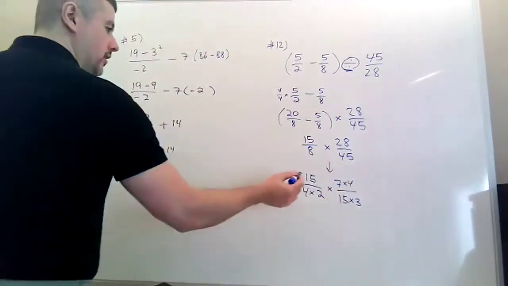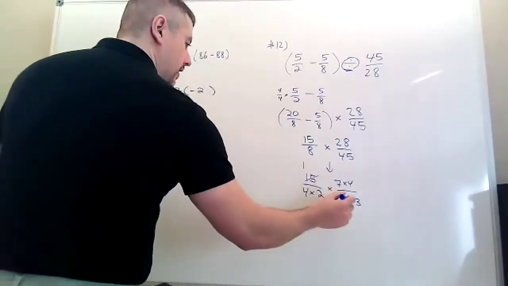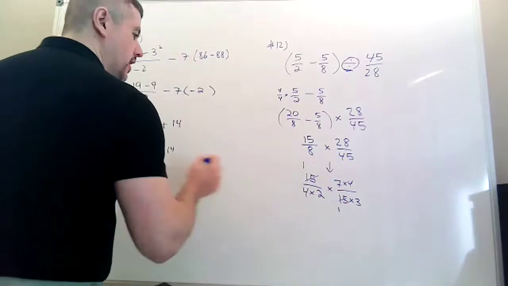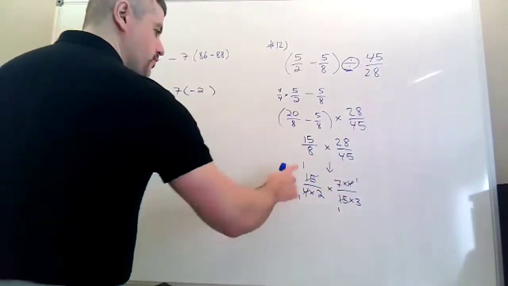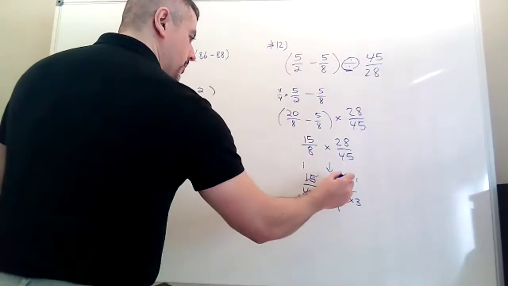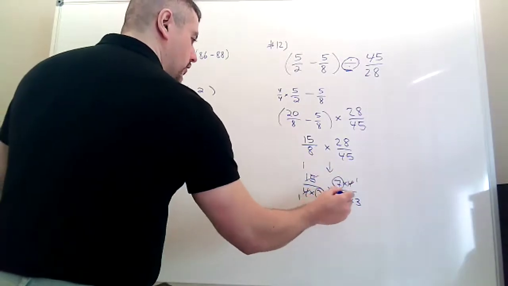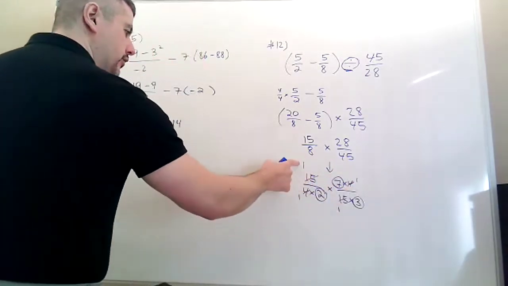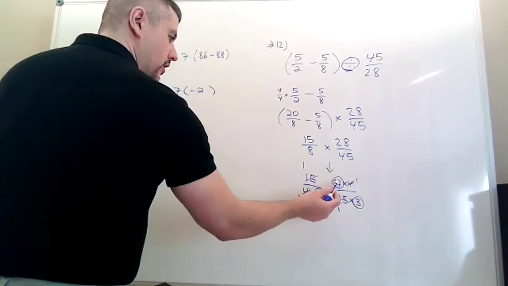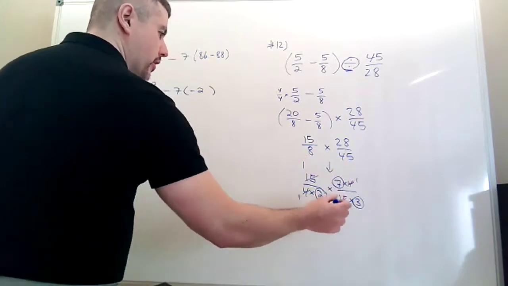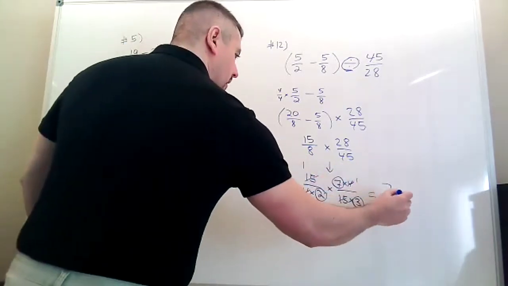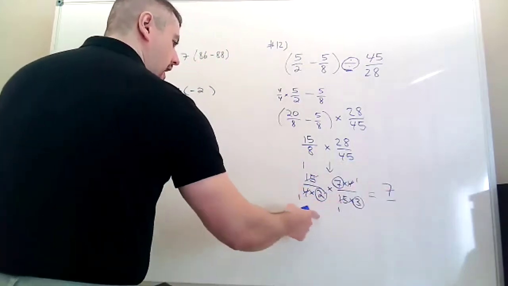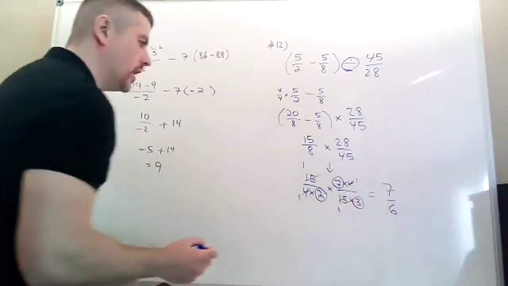Why did I pick 15? Because I have a 15 here. Cross out the 15s, right? 15 divided by 15 is 1. 4 divided by 4 is 1. That's it. I have a 7, a 2, and a 3. Everything else is 1s. 7 is not divisible by 2 or 3. So on the top, you have 1 times 7. And on the bottom, you have 2 times 3, and then you have 1s. So you get 7 over 6.